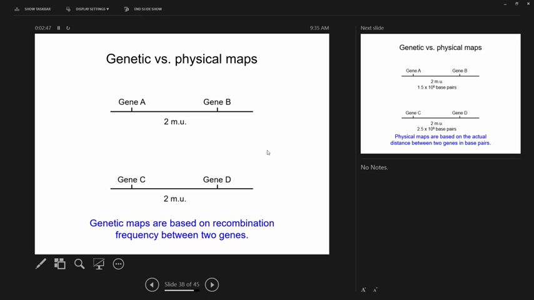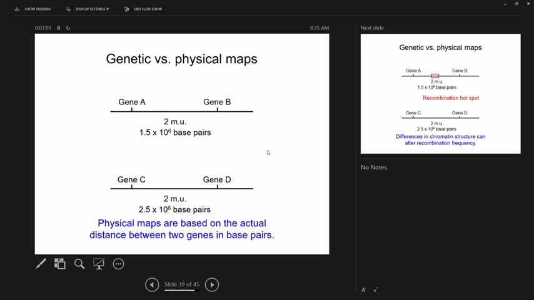Again, these are 2 different chromosomes. They're not homologous chromosomes. So the same thing: genes A and B are two map units apart, and genes C and D are 2 map units apart. Everything is cool until you find out what the actual DNA base pair sequence is. Uh-oh. We're off by like 1 million base pairs.